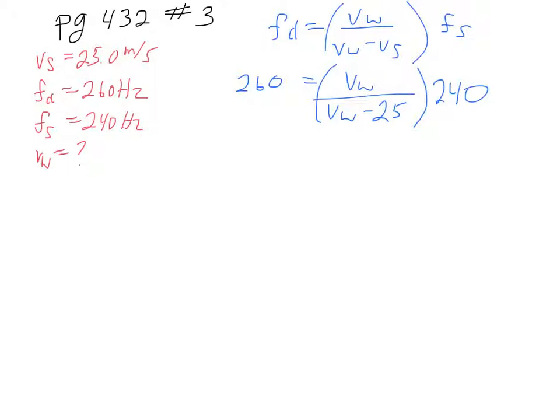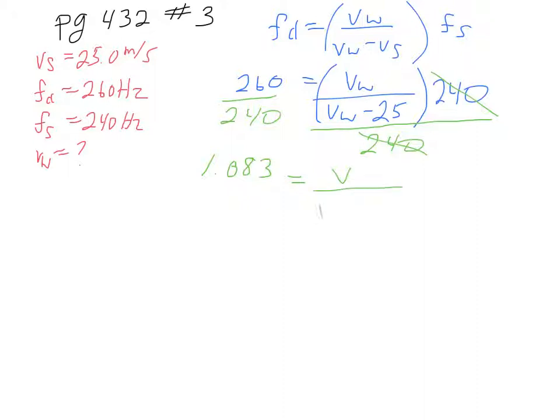When I rearrange here, the first thing that I want to do is get rid of the 240, because on the right-hand side, that's the only thing that's on the outside of the brackets. So in order to get rid of the 240, I'm going to have to divide both sides by 240. So if I divide both sides by 240, the 240 disappears on the right. And on the left, 260 divided by 240 is going to equal 1.083 repeating. Now on the right-hand side, and I'm going to drop the W because, again, it's a little bit easier, I have V on the top, and I have V minus 25 on the bottom.